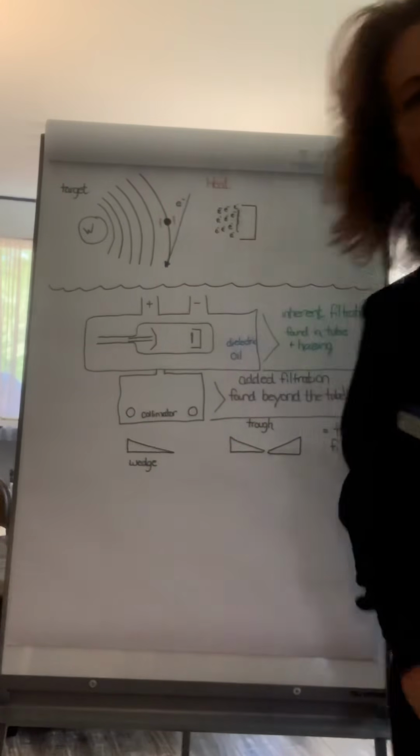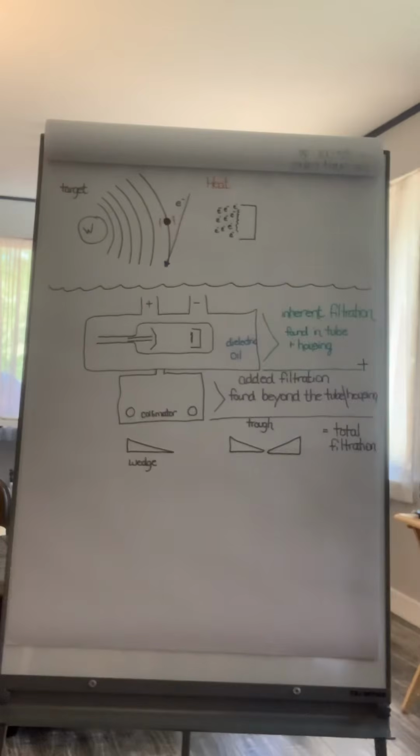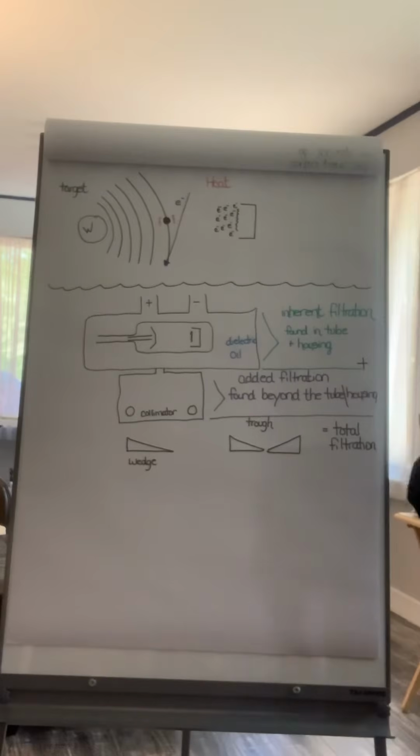Hey guys, this is the visual video to go along with chapter 6, which talks about the interactions that take place in the tube. So this is actually how x-rays are created.